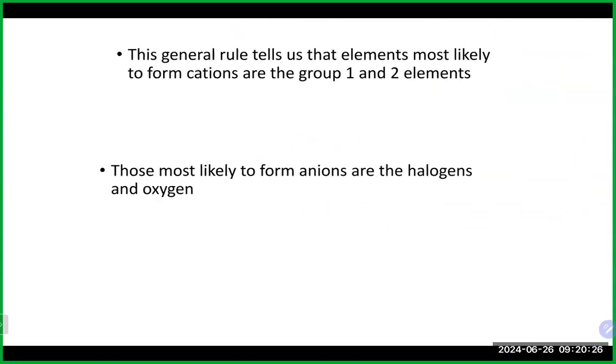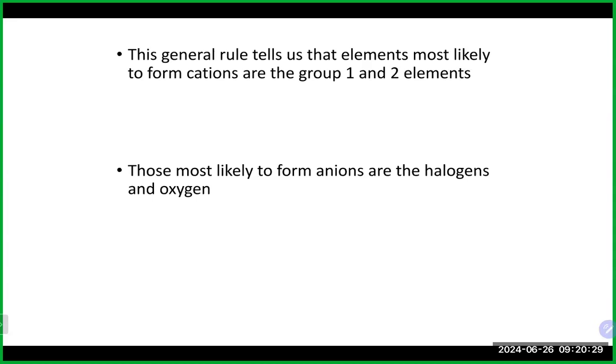So we're going to talk about ionic bonds first. What we typically see is, as we talked about, group 1 and group 2, the left-hand side of the periodic table, forming cations.